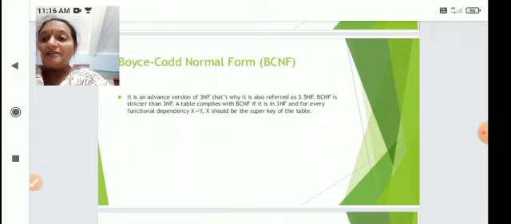It is an advanced version of third normal form. That's why it is also referred to as 3.5 normal form. BCNF is stricter than third normal form. A table complies with BCNF if it is in third normal form, and for every functional dependency X to Y, X should be a super key of the table.